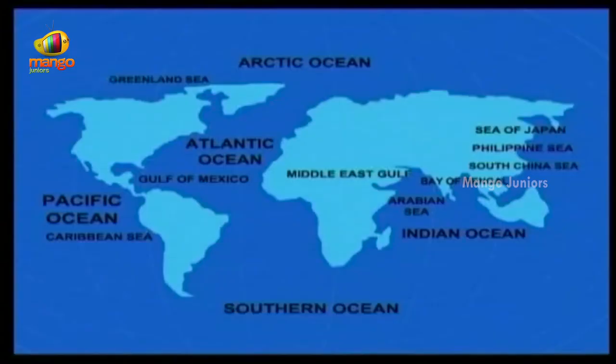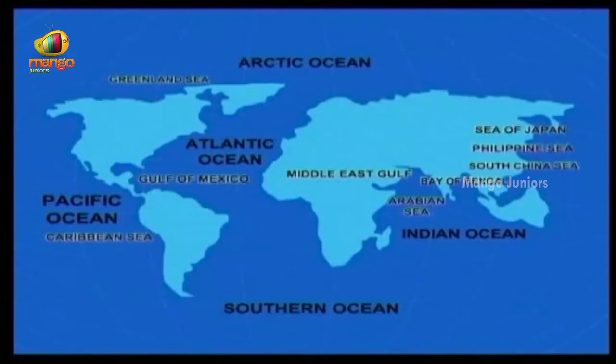That includes five main oceans: the Pacific, the Atlantic, the Indian, the Arctic, and the Southern, as well as many smaller gulfs and bays. The ocean is divided up into three vertical zones. The top layer is called the Euphotic zone. It is that area of the ocean where light can penetrate.